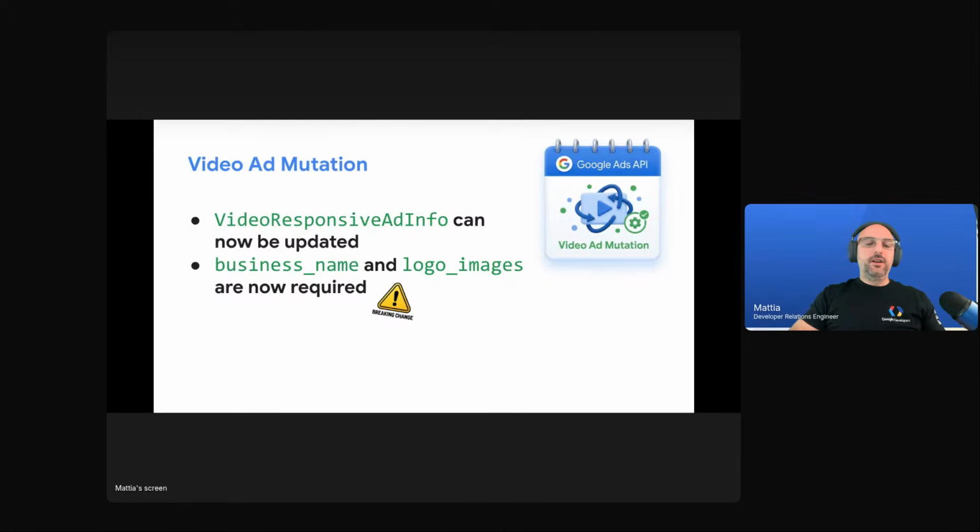If you were changing or creating video responsive ad info objects without setting the business name or logo images field, you will have to change the code. So I have to tell you that this is a breaking change, even if, from a developer and from an adoption point of view, it's a really cool new feature. Though it is a breaking change because it requires you to change the code. But I guess if you have to change the code to adopt a cool new feature, then it's a good excuse to be changing your code.